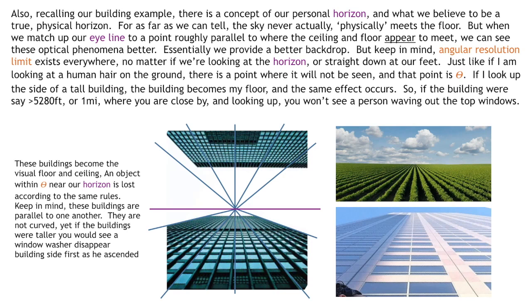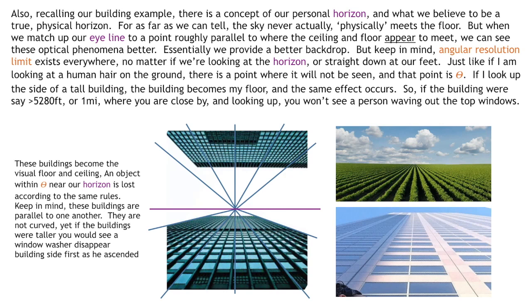But keep in mind, the angular resolution limit exists everywhere, no matter if we're looking at the horizon or straight down at our feet. Just like if I am looking at a human hair on the ground, there is a point where it will not be seen, and that point is theta. If I look up the side of a tall building, the building becomes my floor, and the same effect occurs. So if the building were, say, greater than 5,280 feet or 1 mile up, where you are close by and looking up, you won't see a person waving out the top windows at 1 mile. Recall that we lost 2 feet at that point. So keep that in mind.